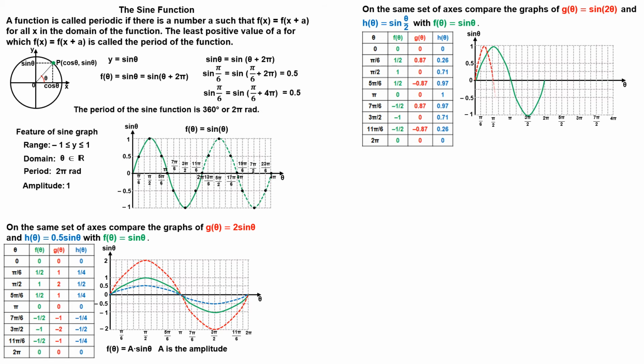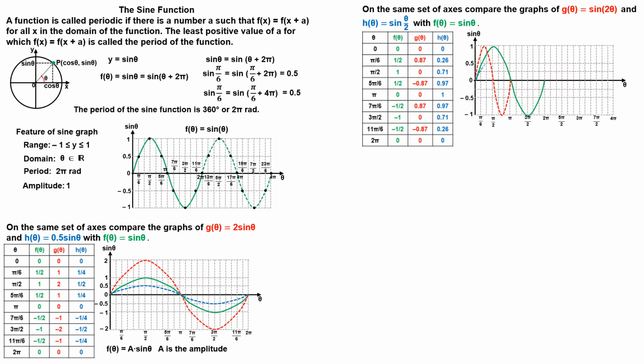We can see that the red graph is squished in from the sides, as compared with the green graph, because the graph of g completes two cycles from 0 to 2 pi instead of one cycle. So the period of g is half the period of f.